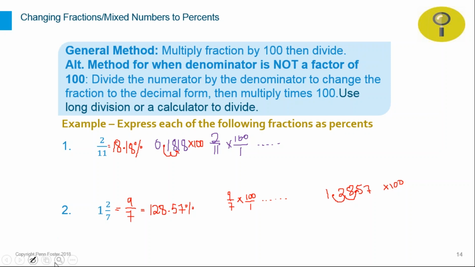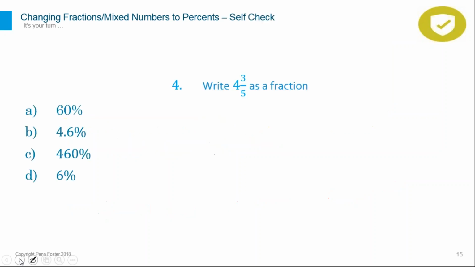Questions? Okay. Let's do a self-check. So write 4 and 3/5 in terms of a percent. That should say a percent. So we're changing that fraction to a percent. How can we do that?